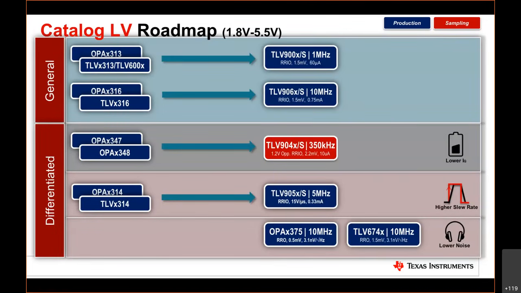TLV-906X below that, a 10 megahertz release, both rail-to-rail input and output, low offset voltage, and includes those EMI hardened inputs. From the low power family, the TLV-904X is a new 350 kilohertz release, so in that micro power range with only 10 microamps. And then for high slew rate, we offer the TLV-905X, a 15 volt per microsecond op-amp with only 330 microamps of quiescent current. And for low noise, OPA X375 and TLV-6740X.